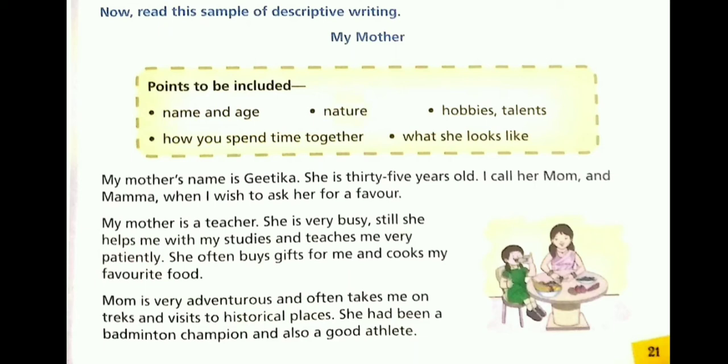Now, let us read out this descriptive writing. My mother's name is Gitika. She is 35 years old. As you can see, we are telling the name and age here. I call her mom and mama when I wish to ask her for a favor. My mother is a teacher. She is very busy. Still, she helps me with my studies and teaches me very patiently. She often buys gifts for me and cooks my favorite food.